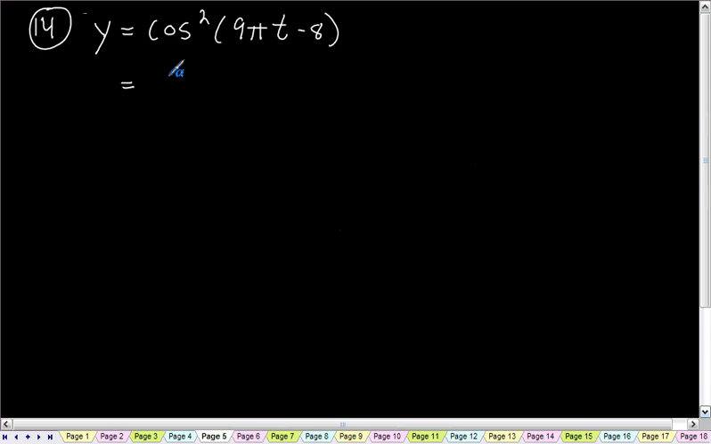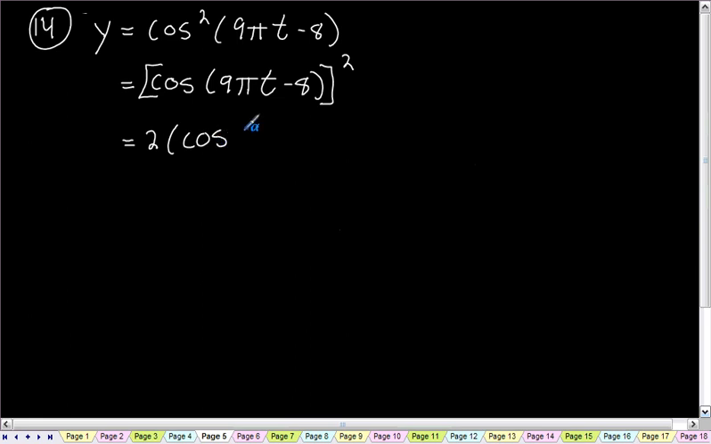Before we do this, again, a reminder of the way we write it in mathematics. This actually is this whole thing raised to the second power. We write it this way, but this is the same as this. So this follows a chain rule. The chain rule says this: take the derivative of the outside, which we know, we bring this down. We leave everything else the same inside, cosine of 9 pi t minus 8. Then we take the derivative of the inside.